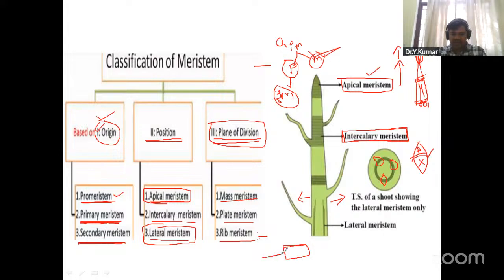The cell divides like this, in an anticlinal division. Due to the anticlinal division, layers are formed. For example, here three cells are there. The three cells divide in the same manner, so three more are formed inside. Again the same division, again three formed. Like this, the cell tissue layers are formed due to the rib meristem.